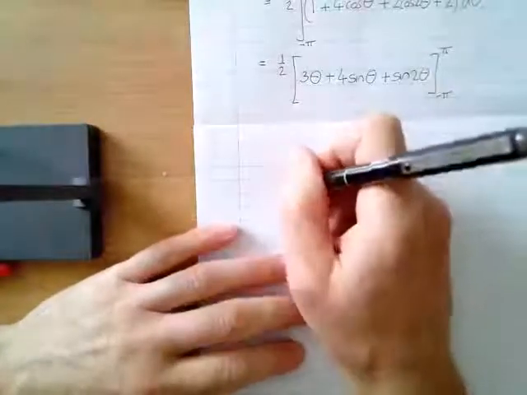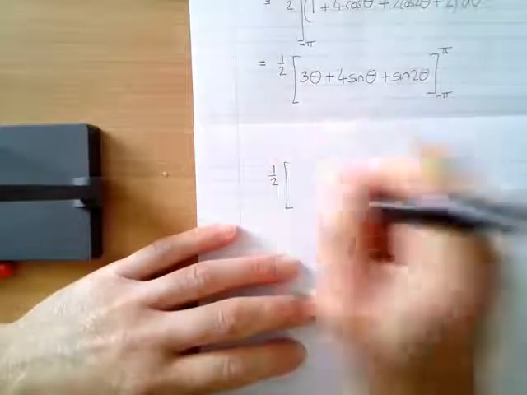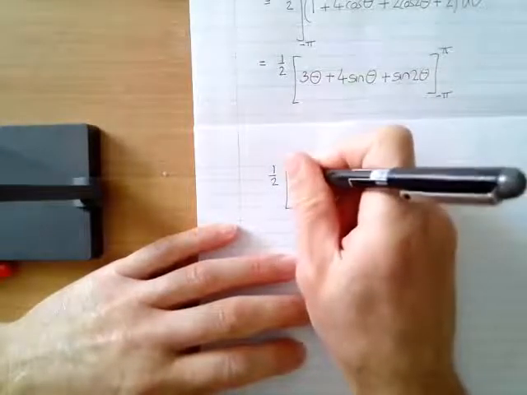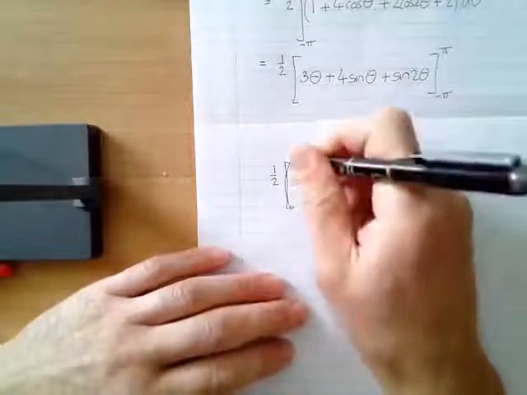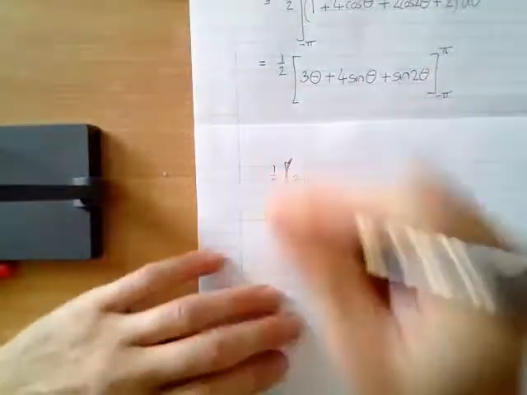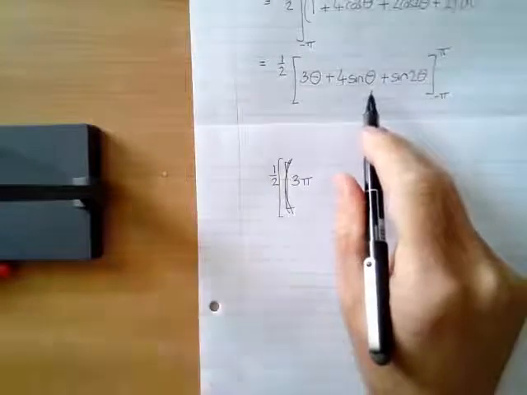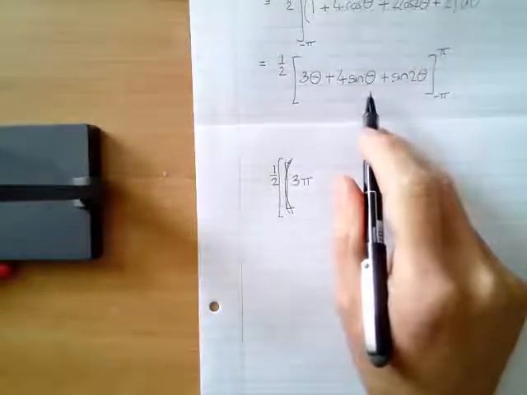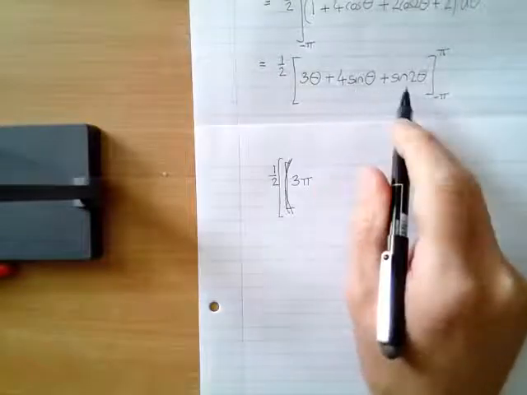So, now we've got to work all that out. Let's put the pi in first. So I've got 3 pi. Oh, I should be using square brackets now. Sorry. So 3 pi. Now sine of pi is 0, and sine of 2 pi is also 0, so I don't have to worry about those.